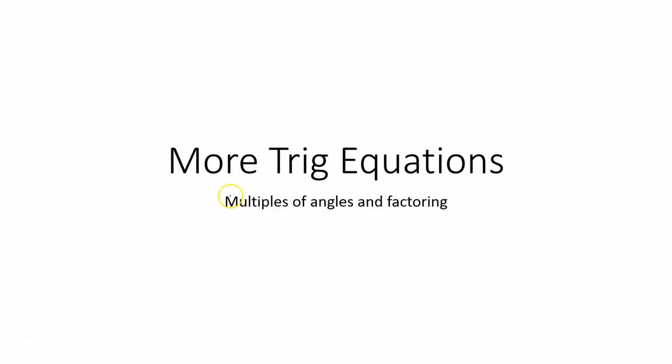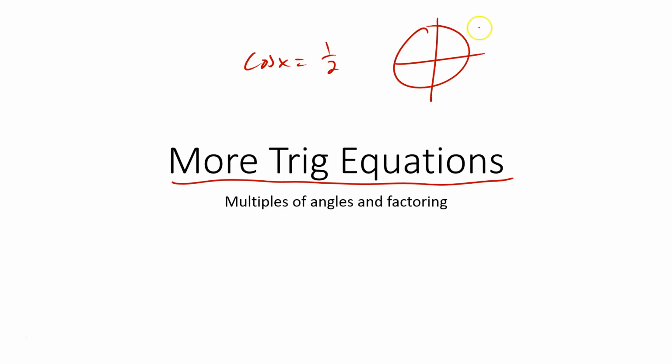Today we're going to talk about some more trig equations. We've done some basic things like cosine x equals 1/2, and then we found the spots on the circle where that's true, so here and here. And then we said, okay, that's pi over 3 plus 2 pi n, or 5 pi over 3 plus 2 pi n.